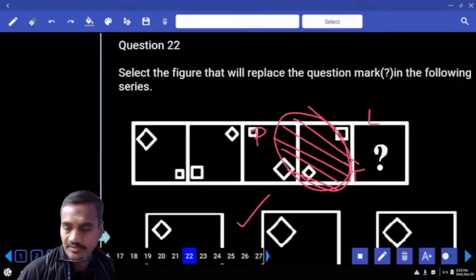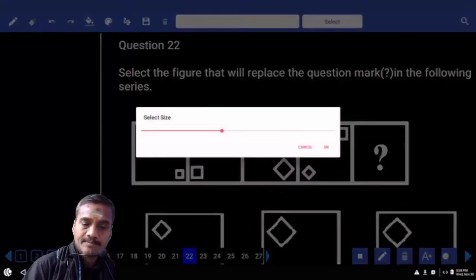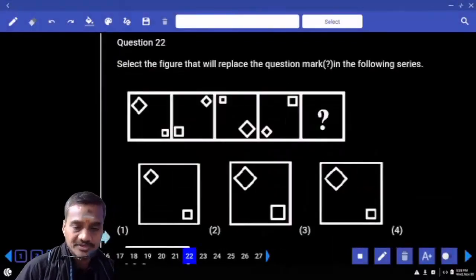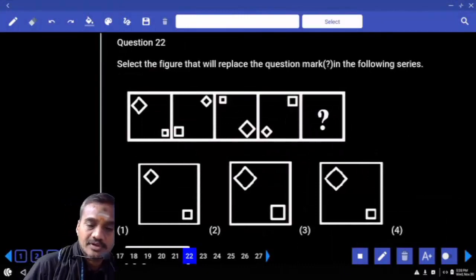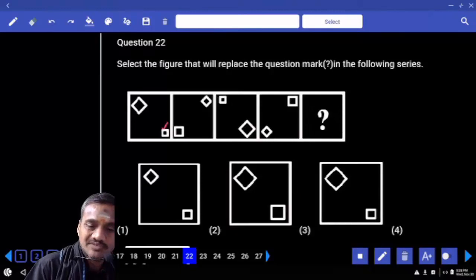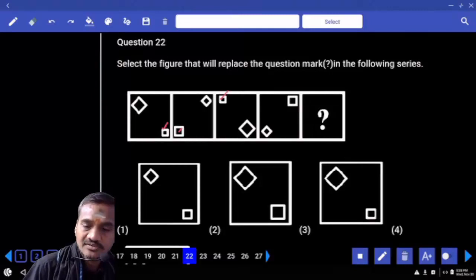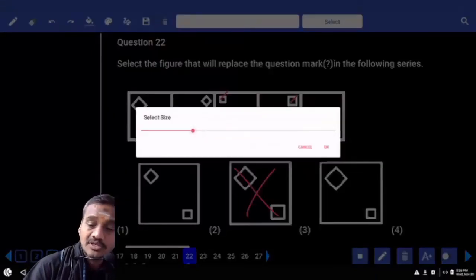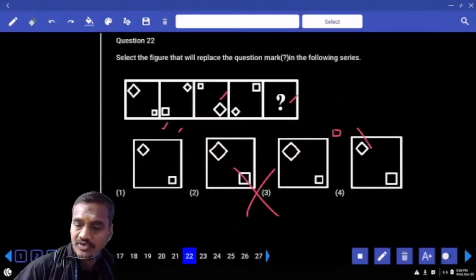Then next one, 22nd. Now in this 22, if you observe here, the square is moving towards the left-hand side. One side in the clockwise direction, and size increases. Next one side decreases, side increases, next side decreases. Now a smaller square must be at this place, and a smaller square at this place, then 2 is ruled out. Then again 4 is also ruled out, because in 4 also we are having smaller, bigger square.